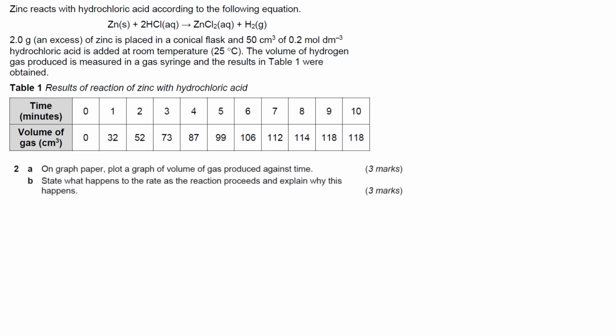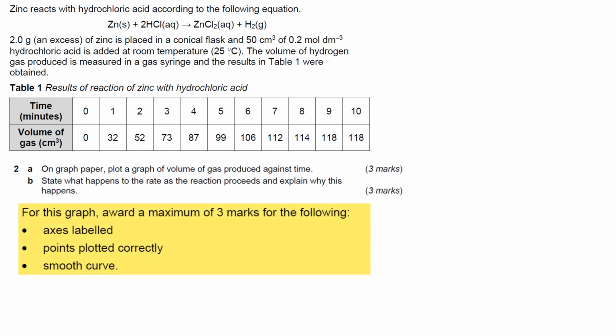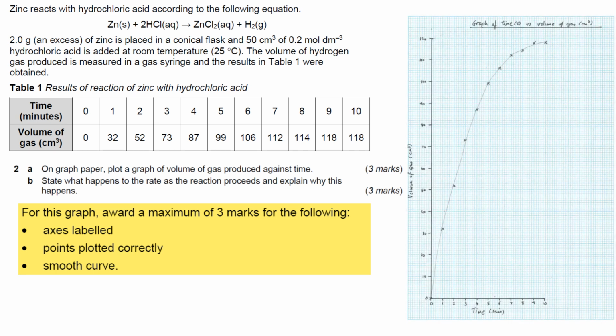The next part of the question wants you to draw a graph of volume of gas produced against time, and then state what happens to the rate as the reaction proceeds and explain why this happens. So what the mark scheme wants you to do is have labelled axes, correctly plotted points, and a smooth curve. So this is what I did. I'm not 100% sure about my curve up here. It could be a little bit better, but I'll go with what I've done.